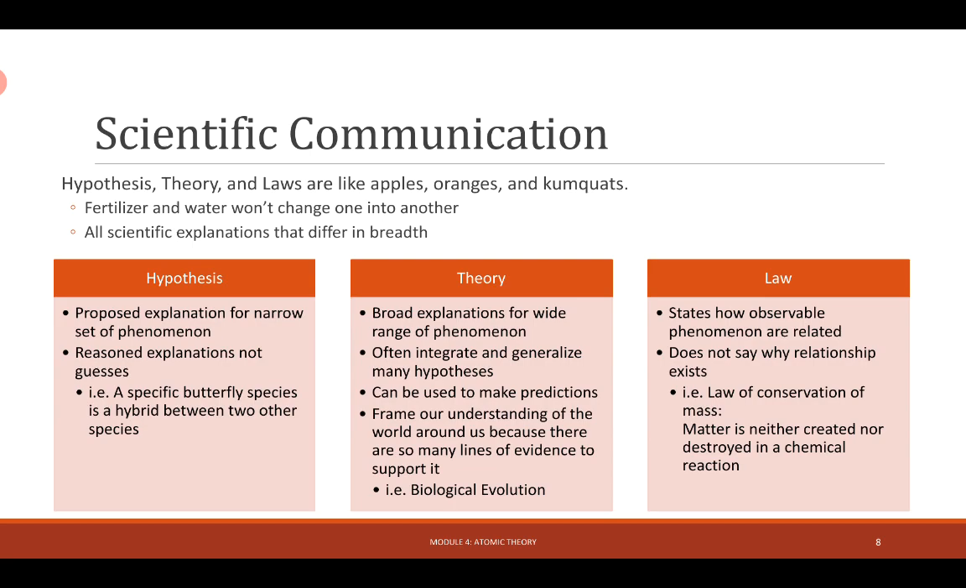A hypothesis is a proposed explanation for a very narrow set of phenomena. They are reasoned explanations, not guesses. So, for instance, a specific butterfly species is a hybrid between two other species. That only applies to the specific butterfly species mentioned. It doesn't encompass all butterflies or all species. It's just very specific and very targeted to just that.